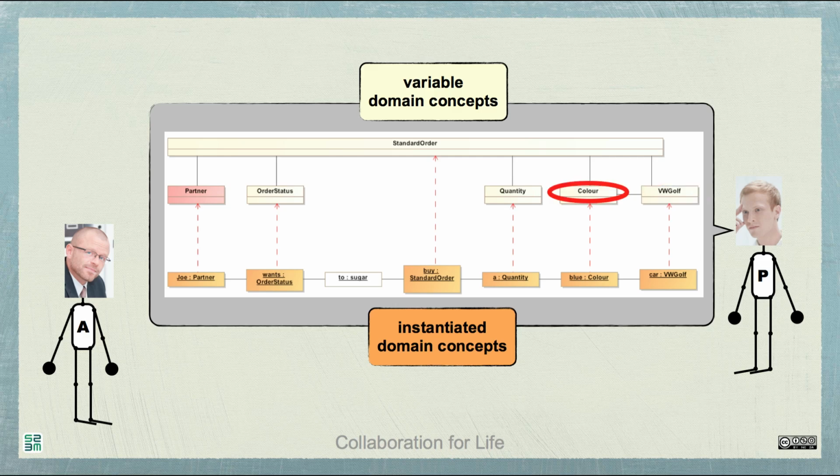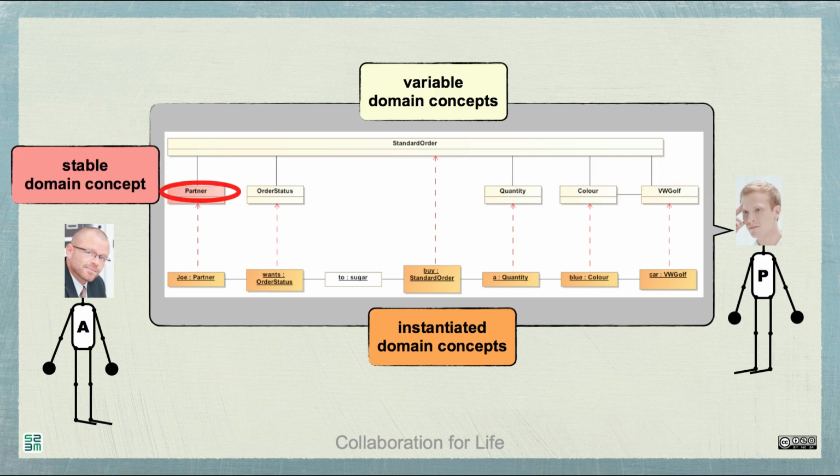VW Golf is a product line that undergoes changes every year. Color is an example of a property related to the VW Golf product line. Each new edition of the VW Golf product line entails a definition of new properties. Paul and Adam conclude that partner is the only element that is unlikely to undergo changes at least once a year. This means that Adam can implement a customer relationship management system without needing to worry about a potential software maintenance nightmare.